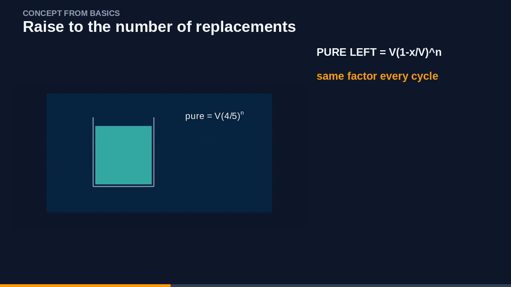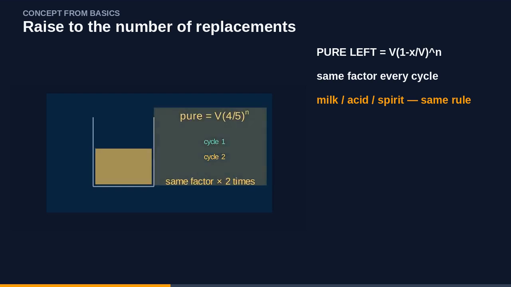Now carry that idea forward. Pure left equals V times 1 minus x over V to the power n, and the same factor applies whether the liquid is milk, acid, or spirit. Each identical replacement multiplies the remaining pure amount by that same fraction again.